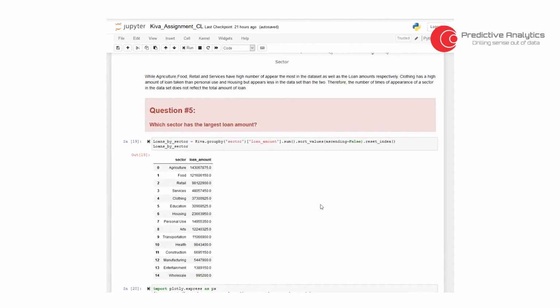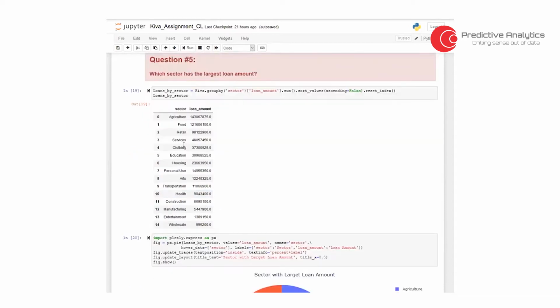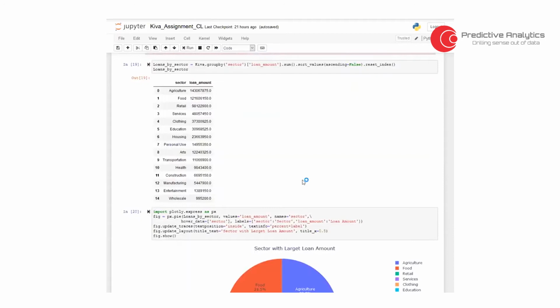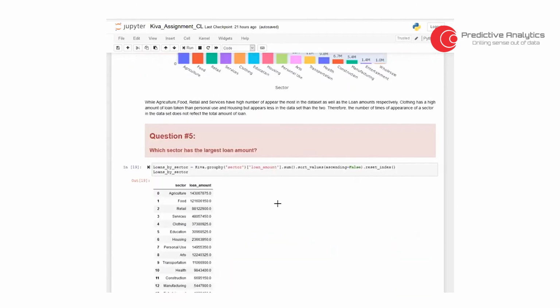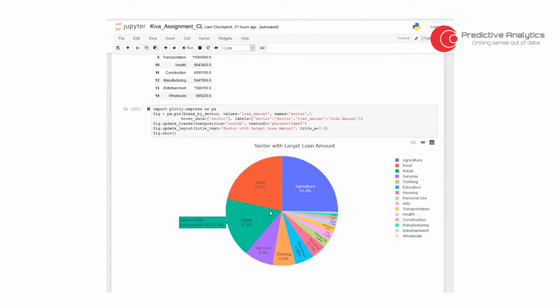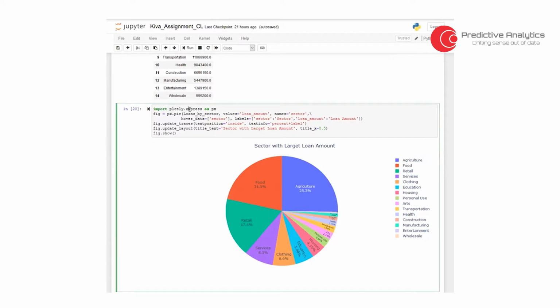Sure, thank you. Then question 5, which sector has the largest amount of loan amount? Now, this one is also related to the above in terms of loan amount. But what I did separately, instead of using bar plots, I decided to explore more and do pie charts. I did the pie chart still using Plotly, but instead of using px.bar, I used px.pie.